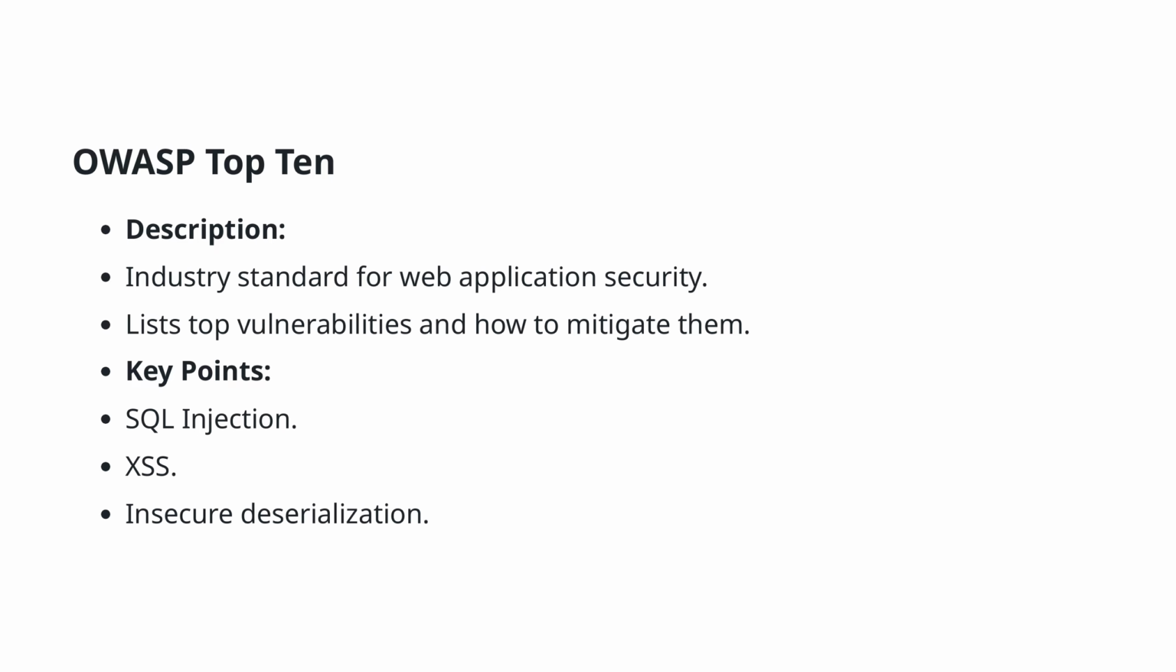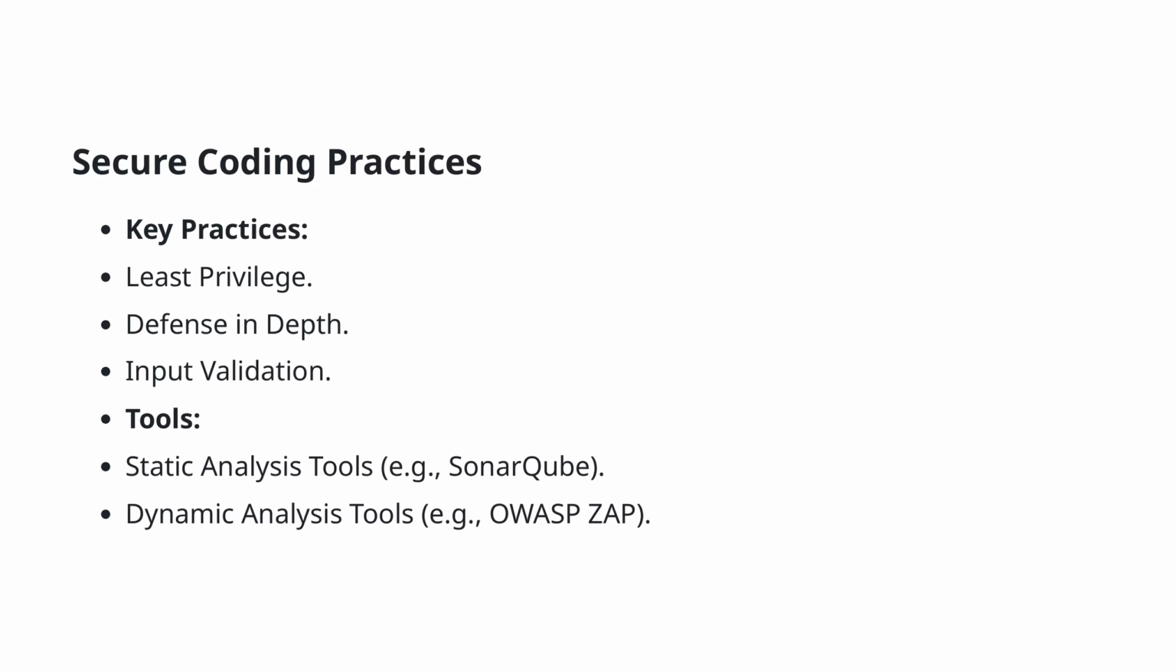On this slide, we're focusing on secure coding practices. These practices are essential for building secure web applications. First, let's talk about some key practices. The principle of least privilege suggests that users should have the minimal level of access, permissions, rights, and privileges necessary to perform their job functions. This helps limit the impact of a potential security breach.